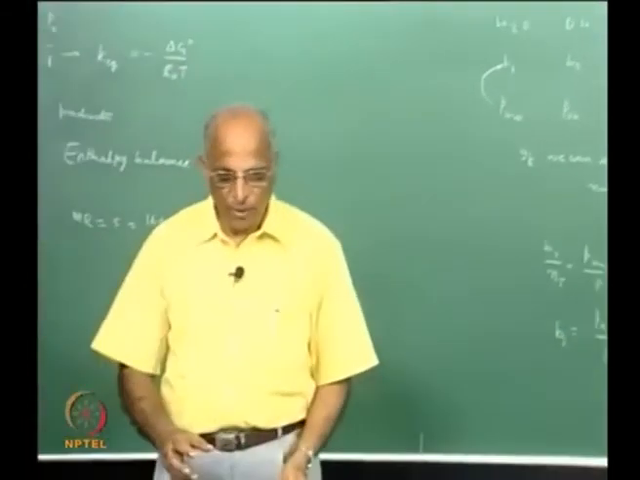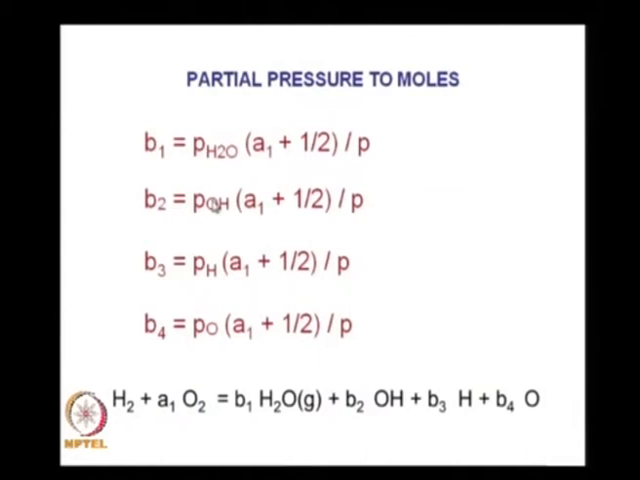Similarly, I get the value of B2 as the partial pressure of OH into the total number of moles divided by the total pressure, B3 in terms of the partial pressure of H into the total number of moles divided by the total pressure, and B4 as the partial pressure of oxygen atom into the total number of moles divided by the pressure. And what is it we have done? We have converted the partial pressures of H2O, OH, H and O into B1, B2, B3 and B4.